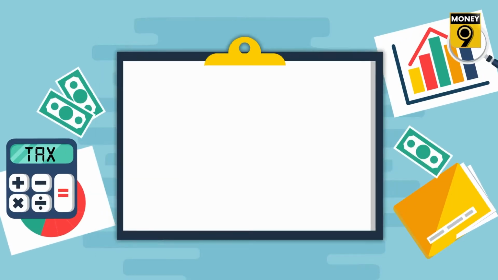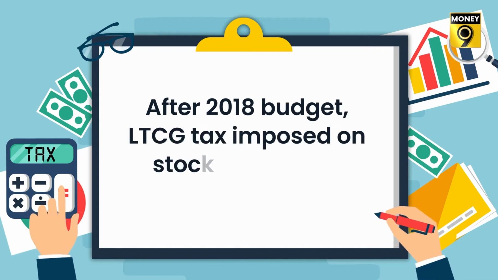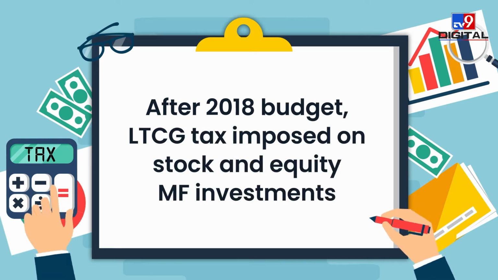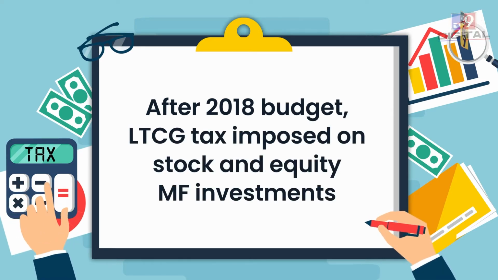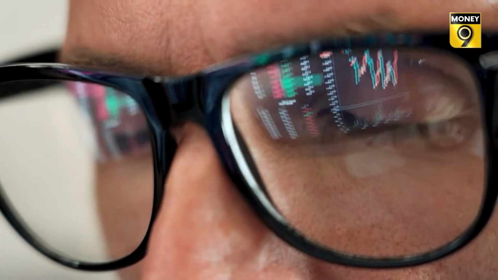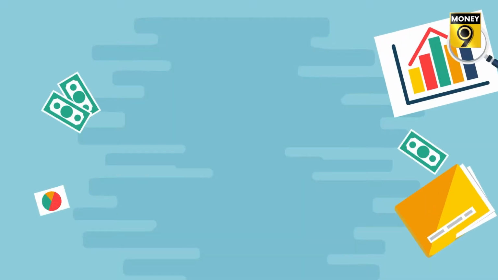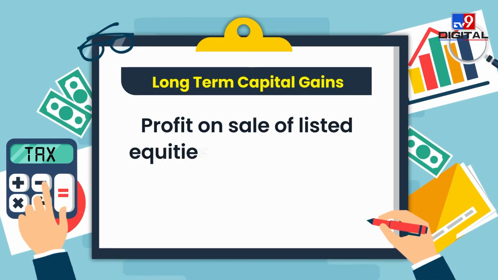For those who invest in stocks and equity mutual funds, the introduction of long-term capital gains (LTCG) tax in the budget of 2018 dampened the mood. So when is LTCG and STCG applicable? Capital gains arise when a capital asset is sold.